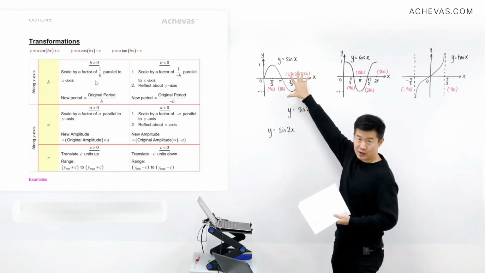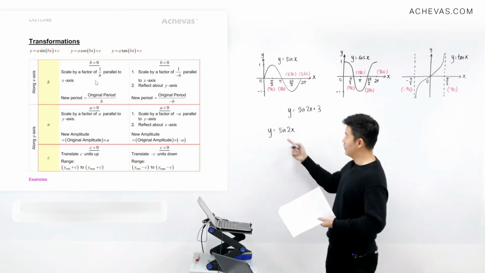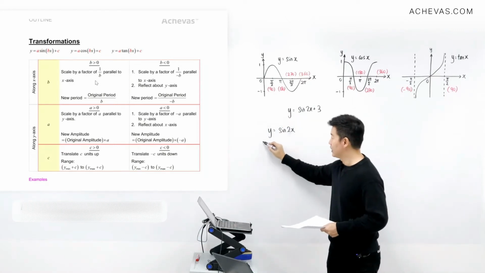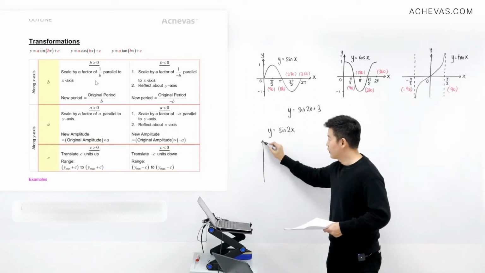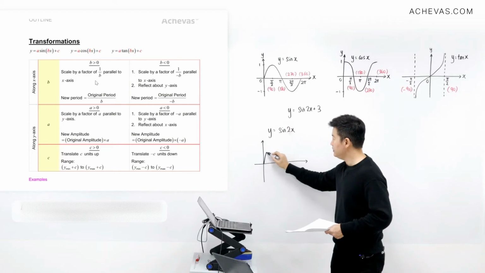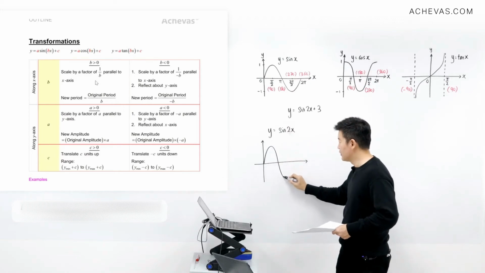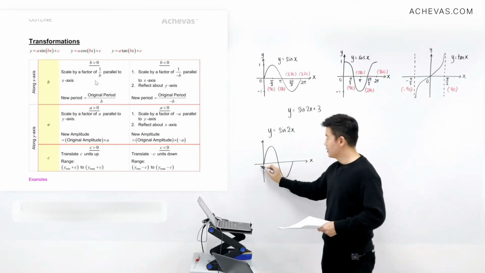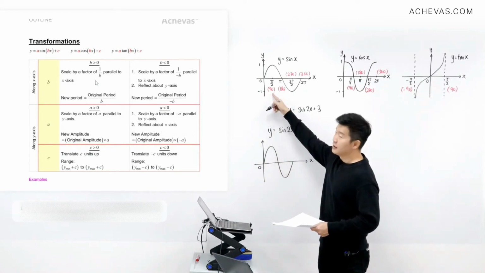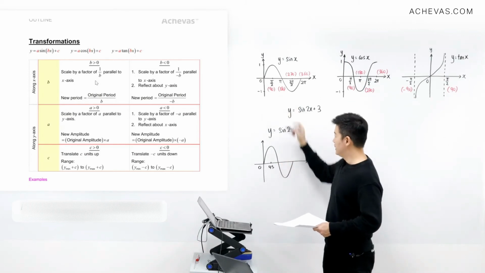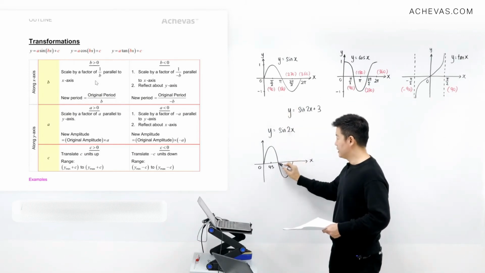So I'm going to take this graph, and we're going to draw the graph of this by scaling it by 1 over 2 parallel to the x-axis. So my graph is going to look something like this. Here, this graph is going to be scaled by 1 over 2 parallel to the x-axis. So this 0 stays, and 90 will become 45. 180 will become 90.